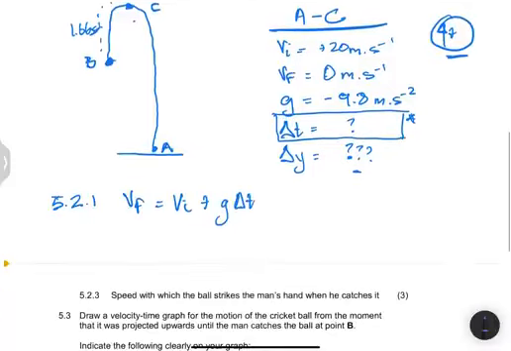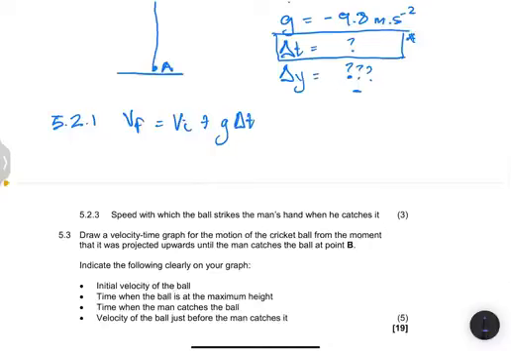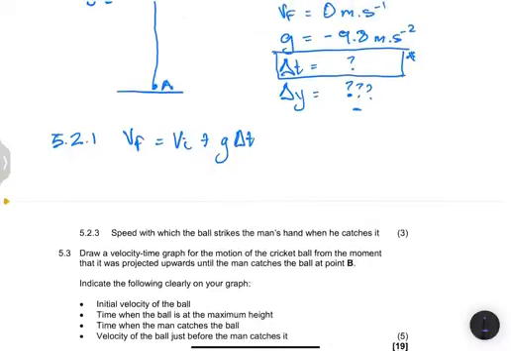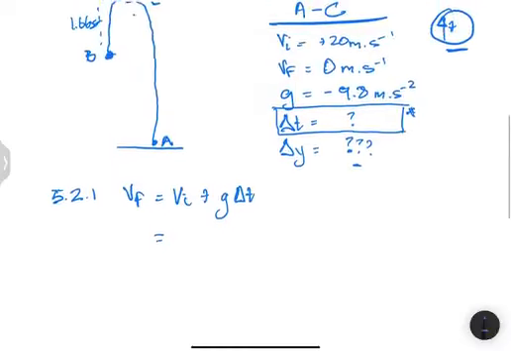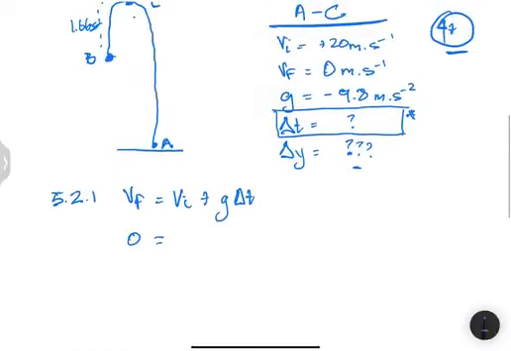So in this case, let me just take this down there so that I have a little bit of space. Right, so in this case, I'm going to just substitute. We know our final velocity, we said it's 0. Our initial velocity is going to be 20, but we've got negative 9.8 delta t.